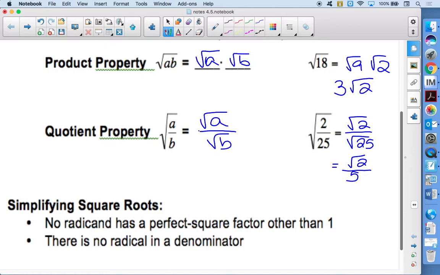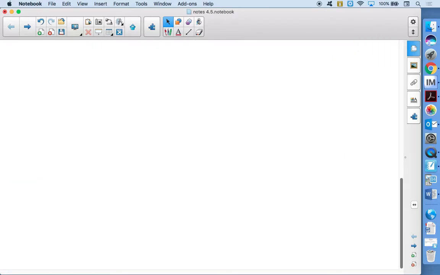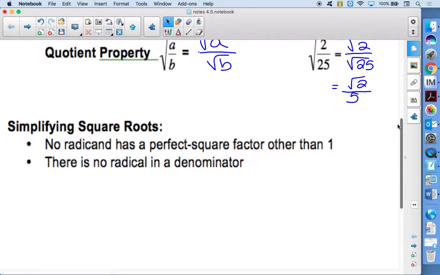So in the middle of the page, it talks about simplifying square roots. If a square root is simplified, it has to meet both of these little bullets. A square root is simplified if the radicand, which is the number underneath, doesn't have a perfect square factor other than the value of 1. What that's saying is it can't be broken down any further because there's not a perfect square left underneath the square root. So the square root of 3 is broken down all the way because you can't change the 3.